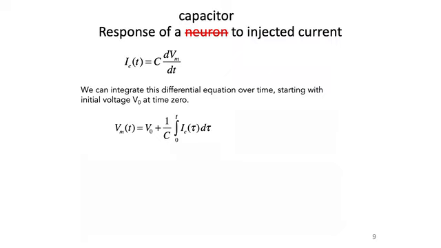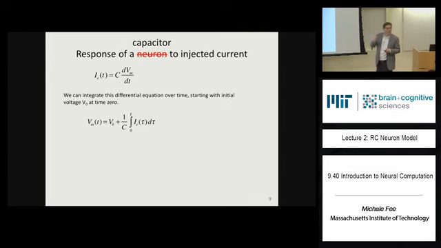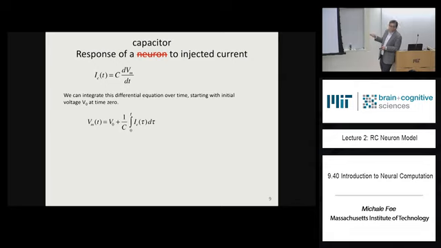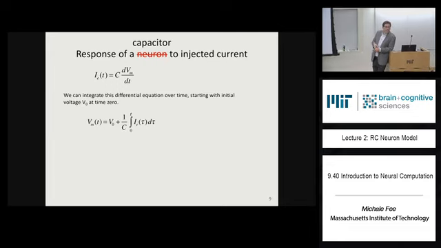So the membrane potential will just be some initial membrane potential at time 0 plus 1 over C times the integral over time of the injected current. Just integrate both sides. You get V here, you get the integral of I there, and divide both sides by C. Any questions? It's either really confusing or really obvious. Everybody okay? All right, good.